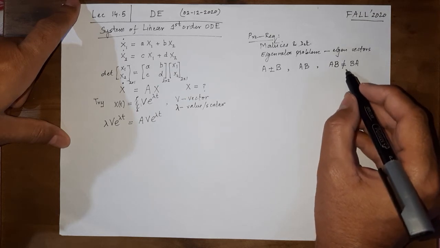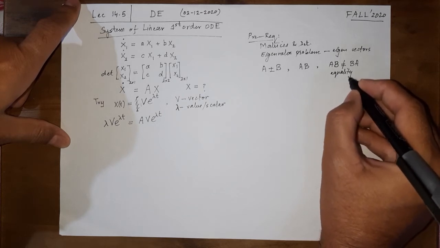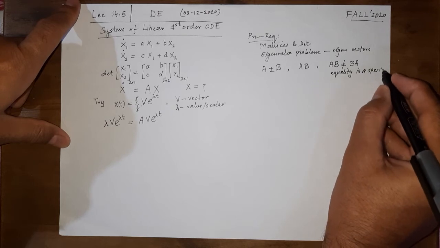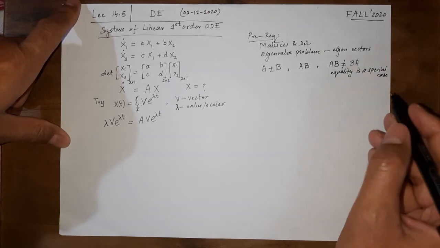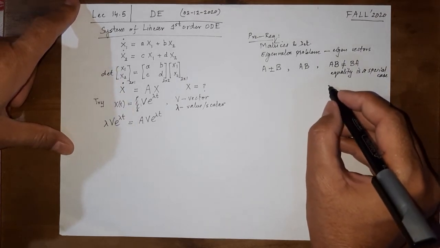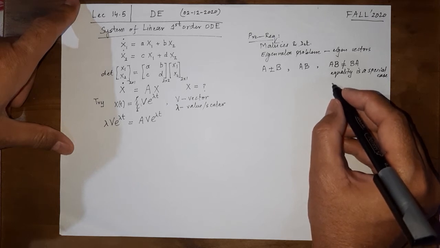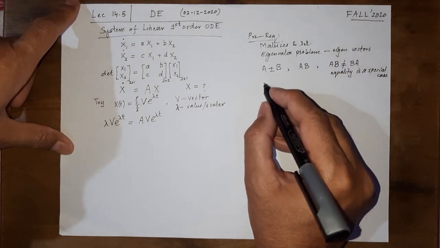So equality here is a special case. Sometimes AB is equal to BA, but that is a very special case. For example, if you remember, with the identity matrix, this is possible. Let me just remind you about that as well.